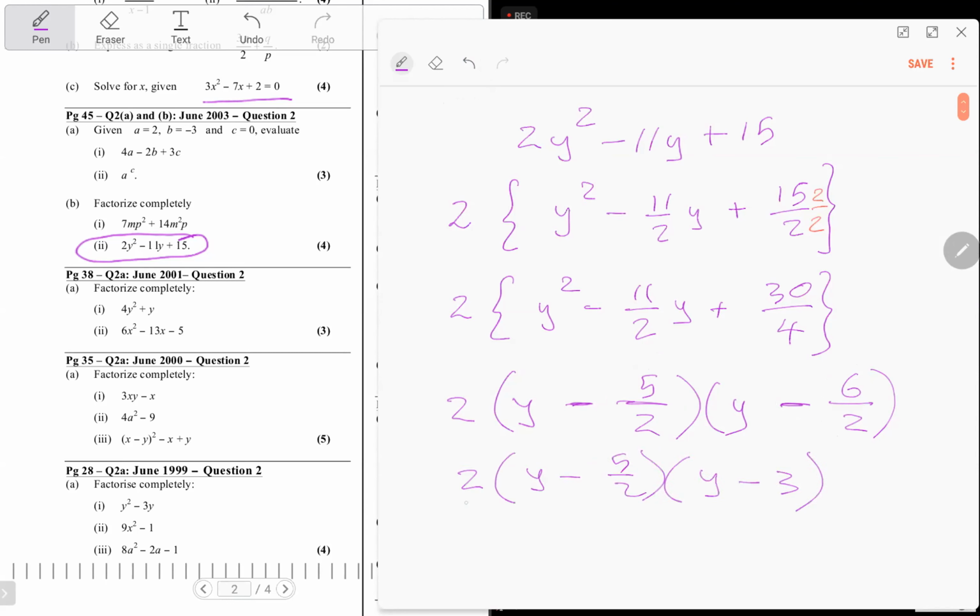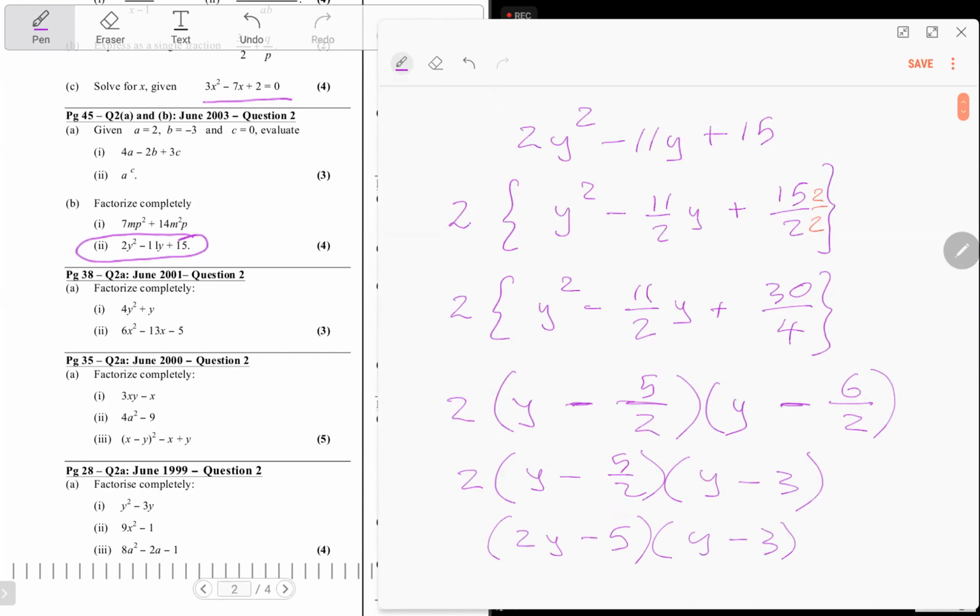Then all I have to do is multiply this 2 into one bracket. You see, I either multiply the 2 by this bracket or by this bracket. Why am I using a bracket? Because I want to get rid of this fraction. I don't want any fractions in it. So apply the 2 to the first bracket, so it becomes 2y minus 5. The 2 cancels the 2. So it's 2y minus 5 bracket y minus 3. Those are my 2 factors.